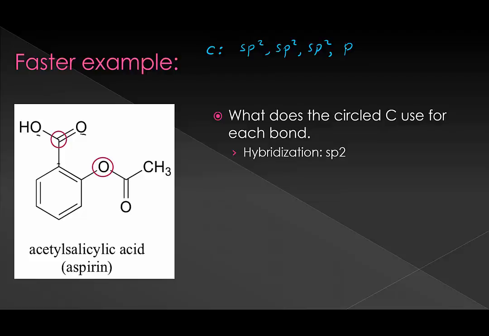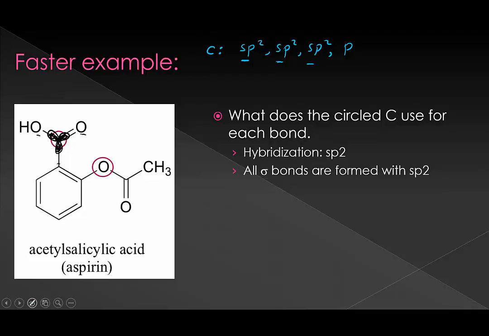All right. We know that sigma bonds are formed by the hybrid orbitals. So all of your sigma bonds are going to be formed by your sp2 orbitals. So we would have an orbital coming off this way, an orbital coming off this way, an orbital coming off this way. And those 3 orbitals form your sigma bonds.